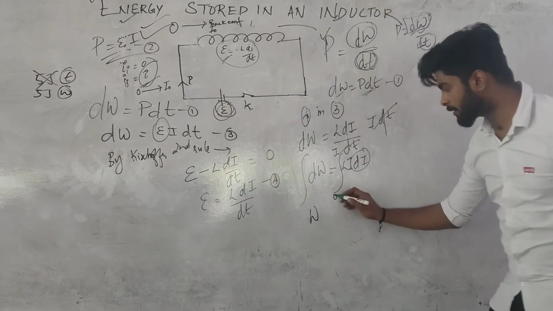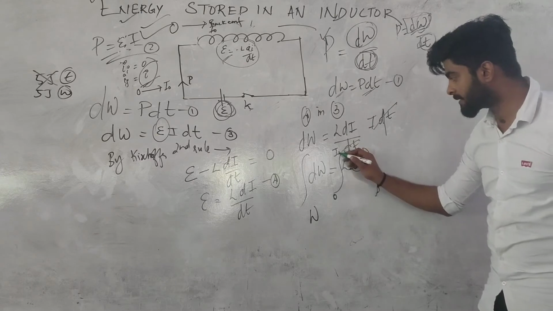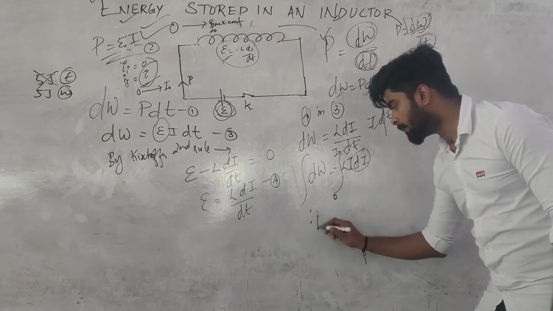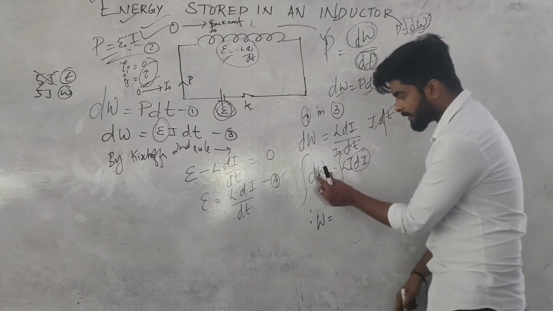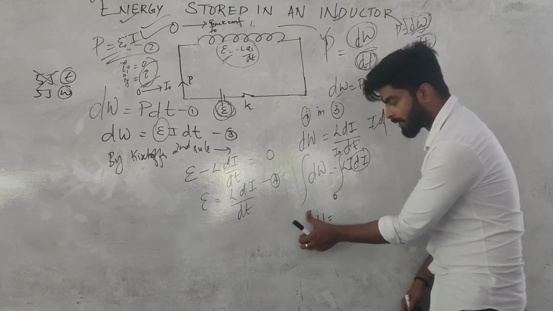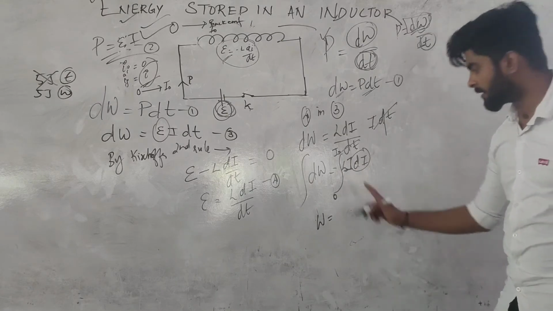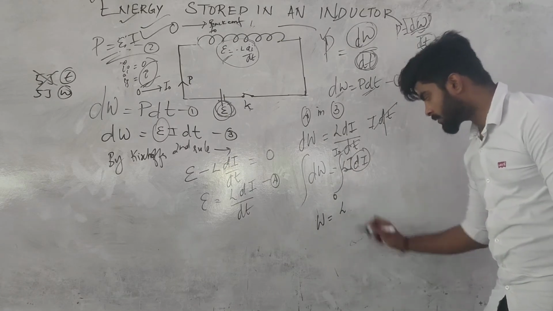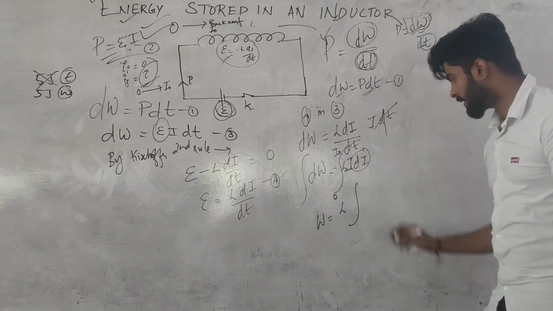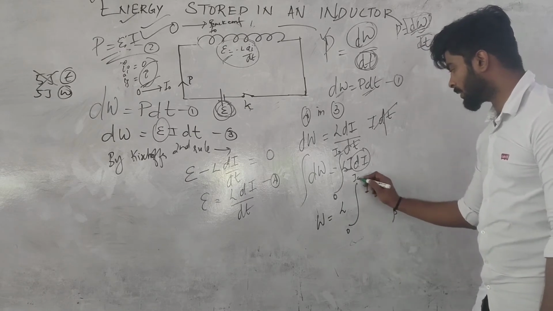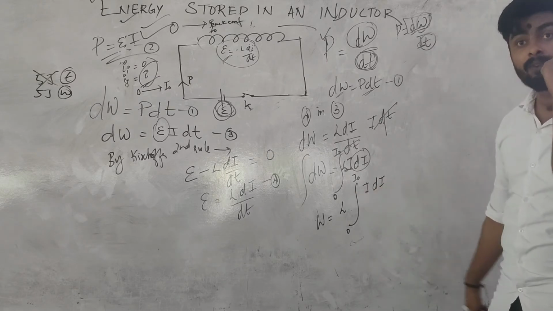So putting the limits, lower limit is 0, upper limit is I naught. So integral dW will be W. Right? When you integrate a small work, you get the total work done by that inductor. And since L is a constant, self-inductance, it will come out of the integral. So L, inside the integral, you have I dI, from 0 to I naught. These are the limits of current.